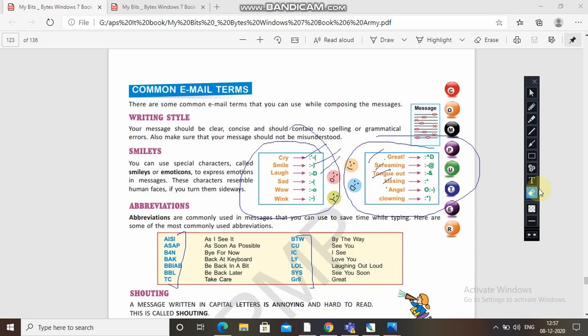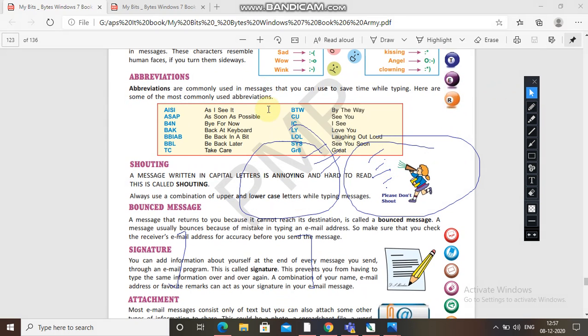Next one is shouting. A message written in capital letters is annoying and hard to read. If all the letters are capital, it is difficult to read. Always use a combination of upper and lower case letters while typing a message. It doesn't look nice otherwise, but if you use both cases, it looks nice. So that is shouting: messages written in capital letters.